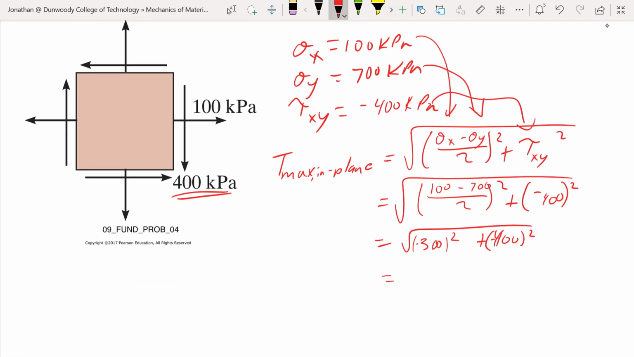So we get 90,000 plus 160,000. Actually, plugging that in, we get 500 kPa as our tau max in plane.